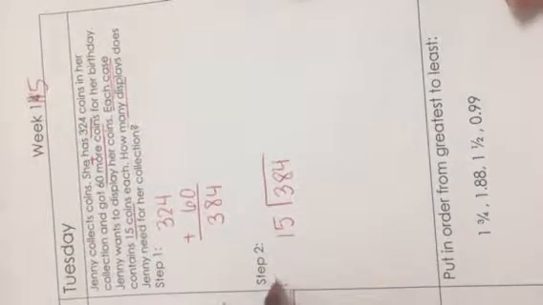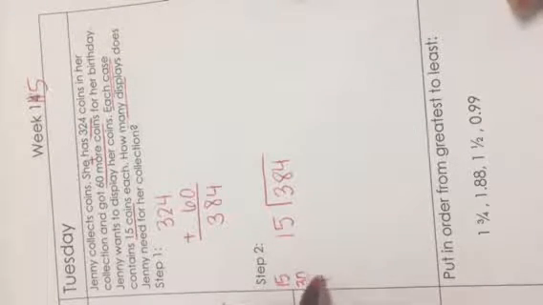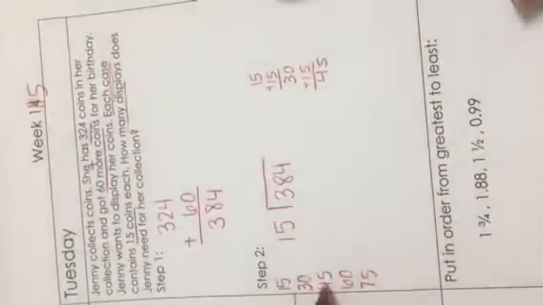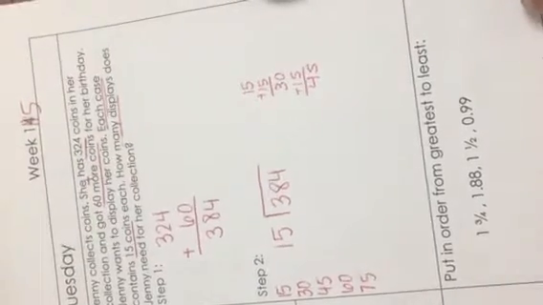So I'm going to put my multiples of 15 on the side. If you don't know your multiples of 15, then you can get it by adding them together one at a time. So 15 plus 15 is 30. So that's the second multiple. 30 plus 15 is 45. That's my third multiple, and so on.